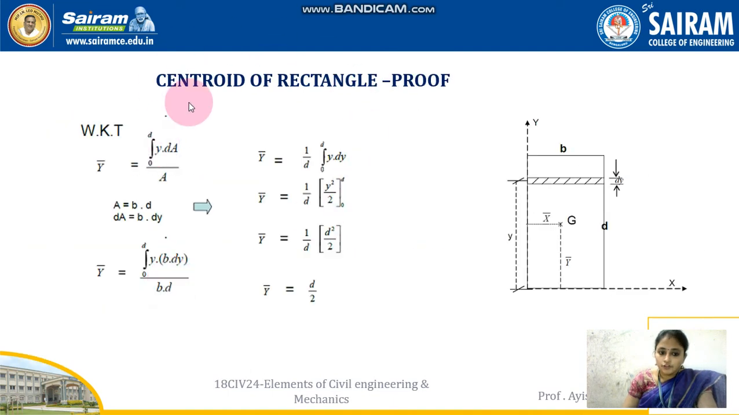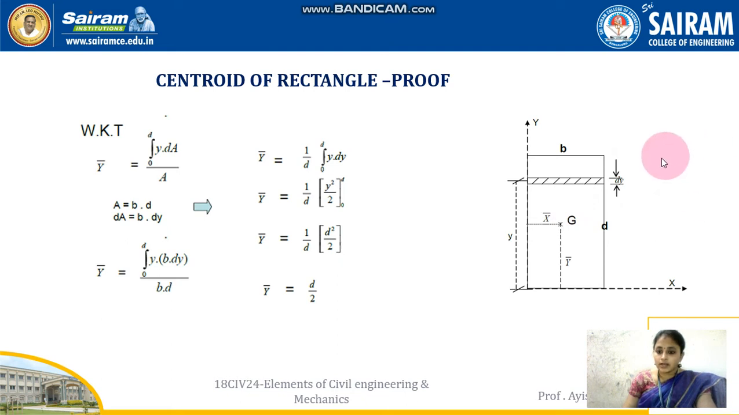So the first derivation is the centroid of a rectangle. We shall consider a rectangle of base b and depth d, so the dimensions are b into d. Whenever we calculate a centroid derivation or centroid numerical, it's mandatory that we first identify the center of gravity point for that particular shape.